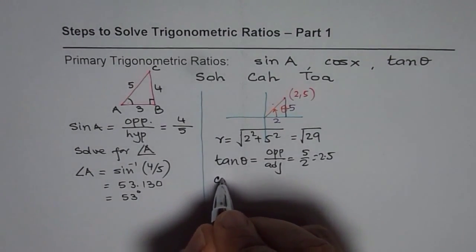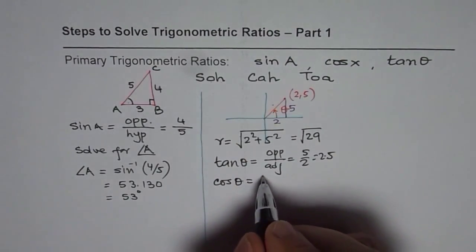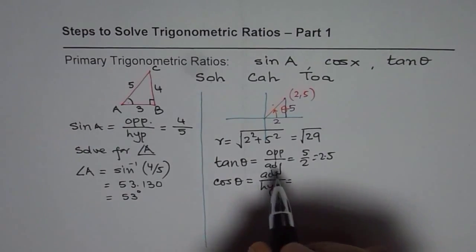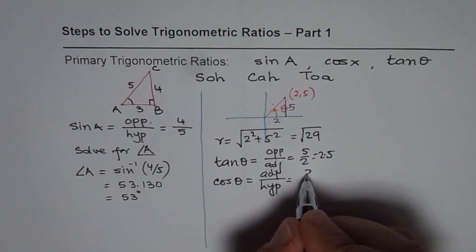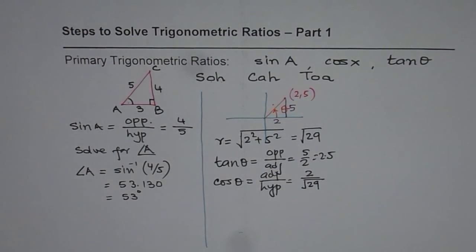Let's find cosine of theta. Cosine is adjacent over hypotenuse, right? So it is adjacent over hypotenuse, and that is 2 over, we found the hypotenuse as square root of 29. So 2 over square root of 29. So that is how we can again calculate the trigonometric ratio.